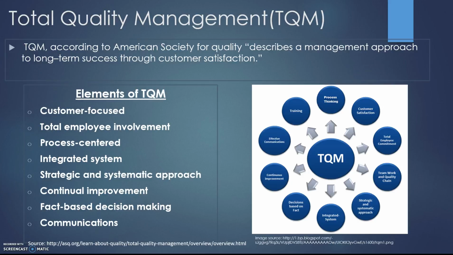TQM has several elements. They're known as customer-focused, total employee involvement, process-centered, integrated system, strategic and systematic approach, continual improvement, fact-based decision-making, and communications. One of the most fundamental parts of this is the aspect of process-centered. TQM is a process. It's a series of steps that takes inputs and transforms them into outputs.